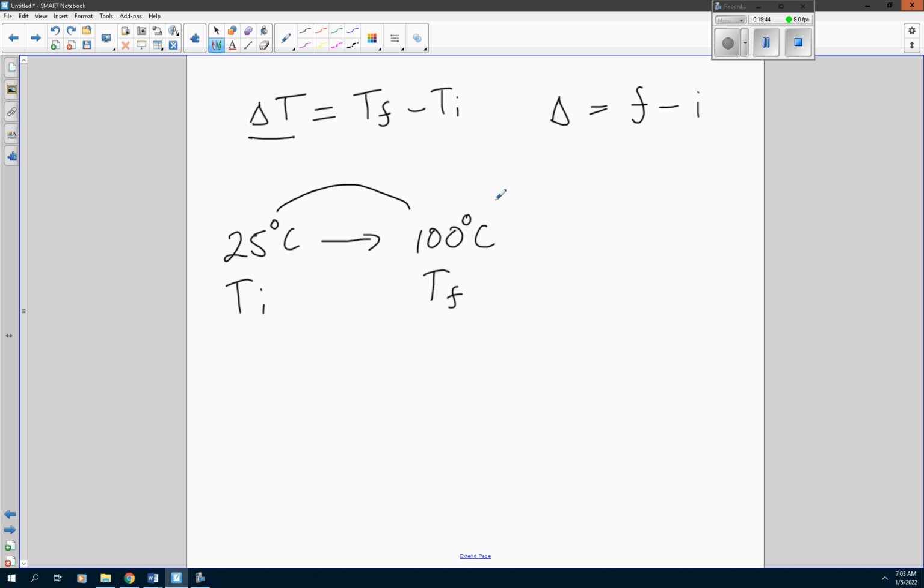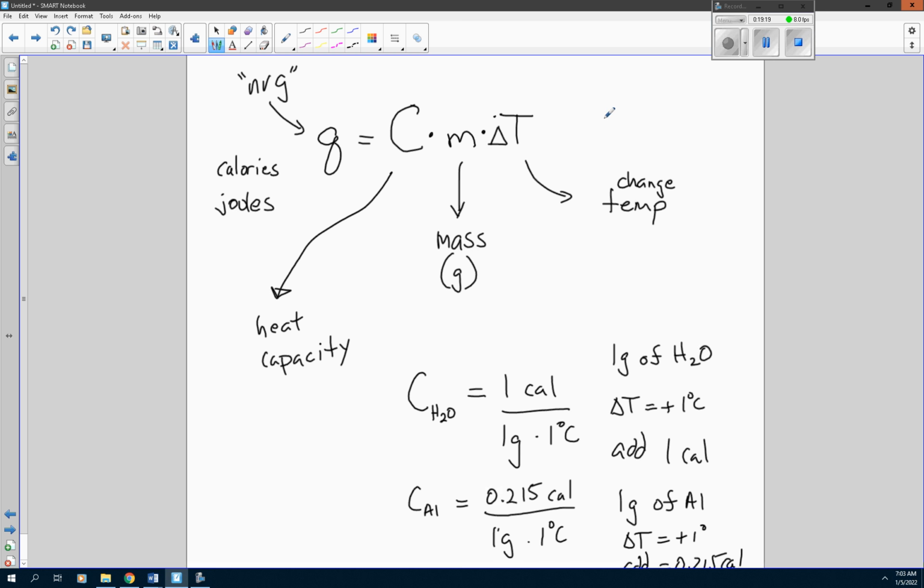To find delta T, I need to subtract these two, but in the right order. So delta T equals the final temperature, 100, minus the initial temperature, 25, and this is where we get the 75 degree change in temperature. You could say a positive 75 degree change. It is possible sometimes for the temperature to drop and have a negative temperature change. It takes a while to get used to the idea of temperature change. So let's go back and put all of this together and we'll solve a problem.